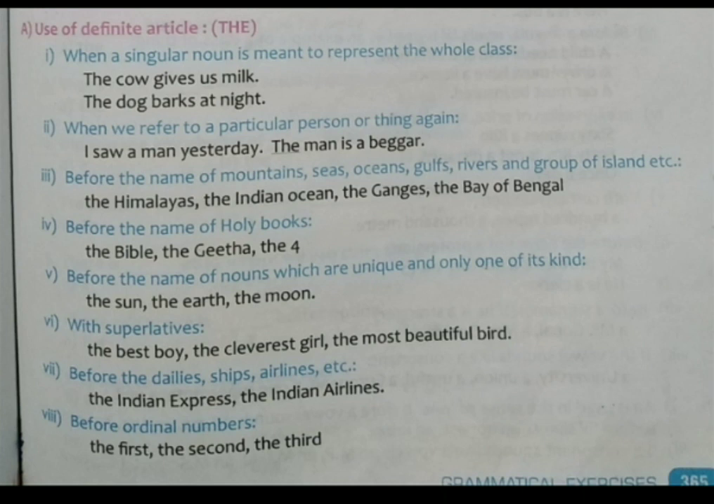before that. Then before the names of nouns which are unique and only one of their kind. In the whole universe, only one thing is there, no other thing is the same as that, which means you have to use the definite article before that. For example, only one sun, the sun, the moon, the earth, okay, they are unique and only one of their kind. Such items, whenever you are mentioning such things, you have to use the definite article the. Okay, the sun, the earth, the moon, okay, definite, only one of its kind.